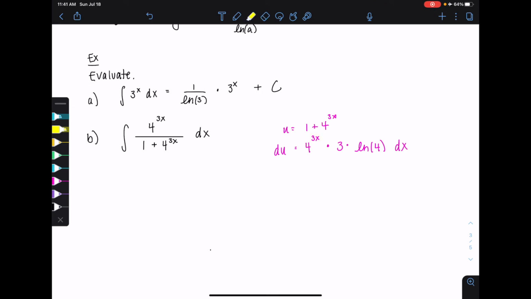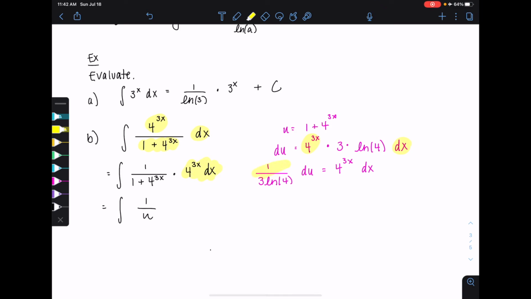Okay. So I can take care of this denominator. The 4 to the 3x dx is exactly what we have right here. So I'm missing that 3 and the natural log of 4. So we go ahead and just bring those to the other side. 1 over 3 natural log of 4 du is 4 to the 3x dx. So just rearranging this so you can see it, that's 1 over 1 plus 4 to the 3x times 4 to the 3x dx. That front piece switches over nicely to 1 over u, and this 4 to the 3x dx is exactly 1 divided by 3 natural log of 4 du.